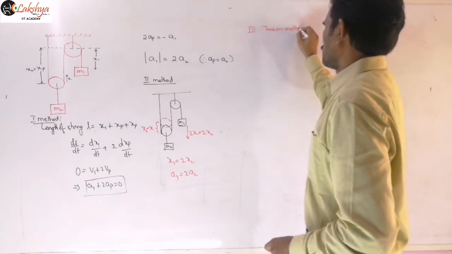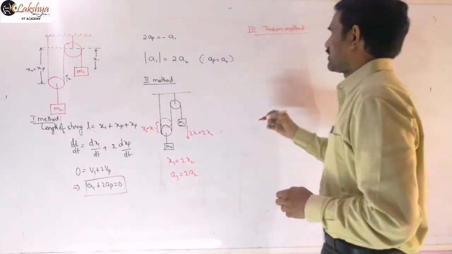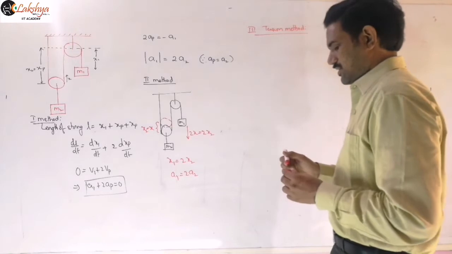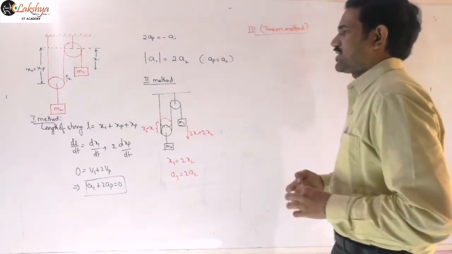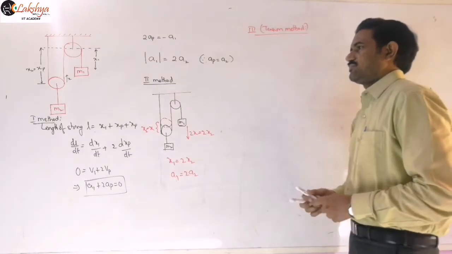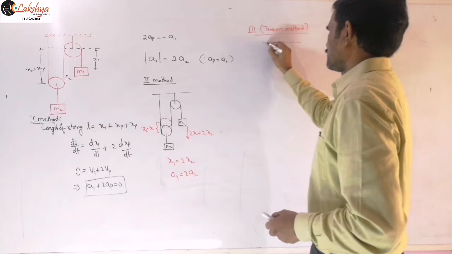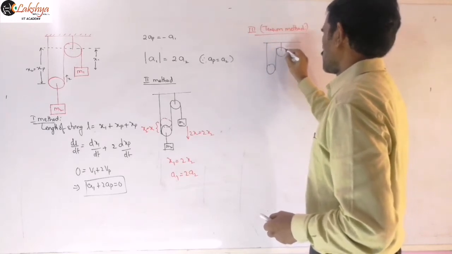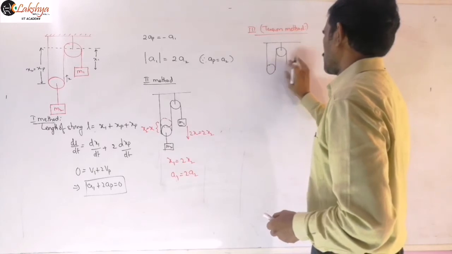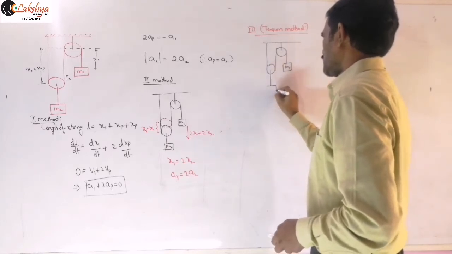So, tension method. In this tension method, simply what we need to consider is we need to take some tensions here. Suppose I consider again this tension in the strings. Here is one pulley and this is another pulley, and a block is connected here. This is M1 and this is M2.